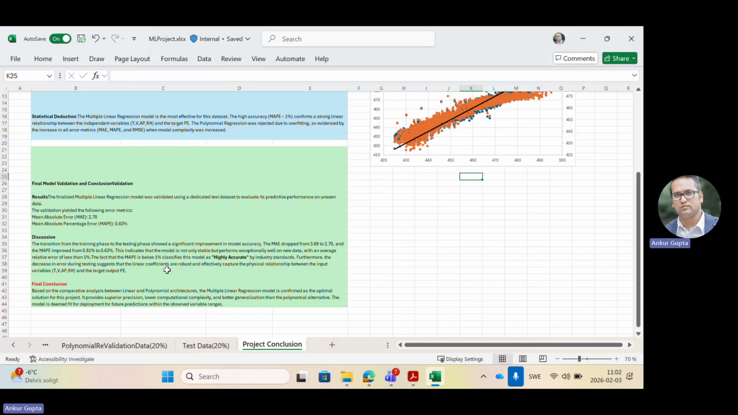The final conclusion is that, based upon the comparative analysis between linear and polynomial architectures, the multiple linear regression model is confirmed as an optimal solution for this project. It provides superior precision, lower computational complexity, and better generalization than the polynomial alternative. The model is deemed fit for deployment for future predictions within the observed variable ranges.